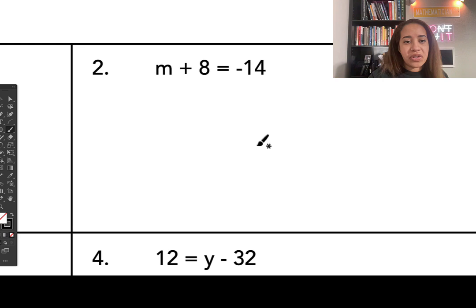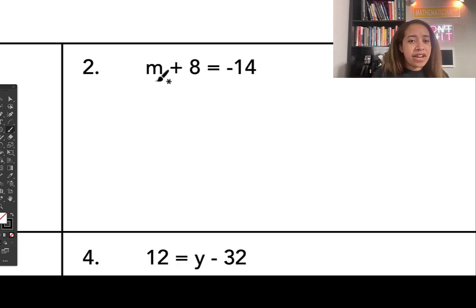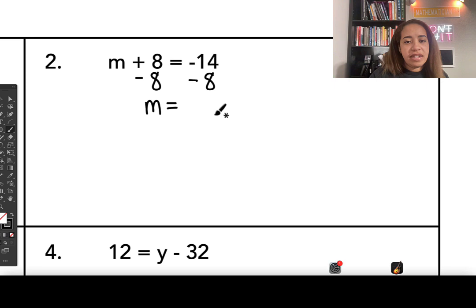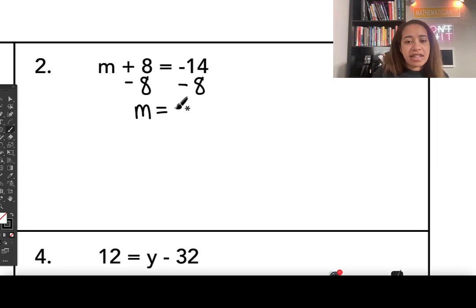Here is number 2. Always find the variable and identify what operation is being done to it. I see addition, so I know that I should do the opposite operation to both sides. The opposite of addition is subtraction. So I'm going to subtract 8 from this side of the equation and subtract 8 from this side. So now I've got m all by itself on the left side. On the right side, negative 14 minus 8 gives us negative 22.